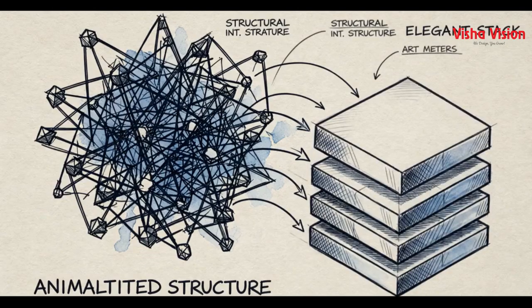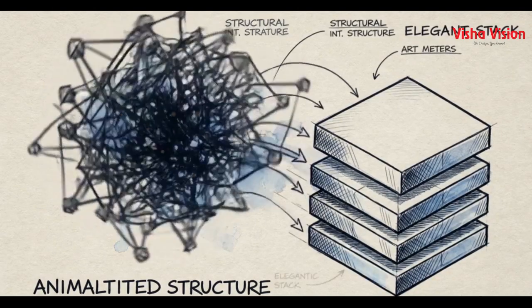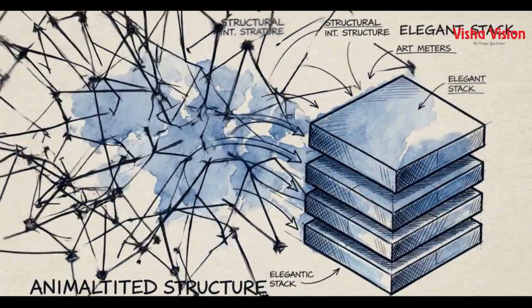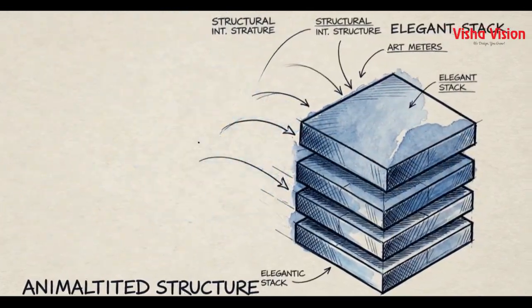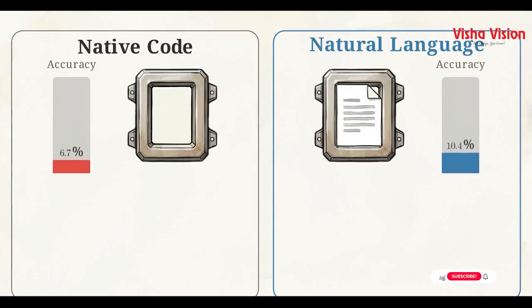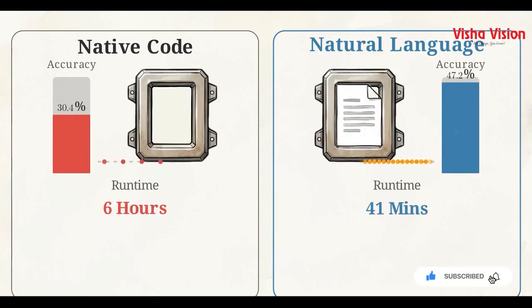The team took the control logic of a desktop automation agent called OS Symphony and translated it from native code into structured natural language. Accuracy increased from 30.4% to 47.2%. More significantly, the total runtime dropped from 6 hours to just 41 minutes. The structure of the logic also reduced API costs. The number of LLM calls dropped from 1,200 to only 34.